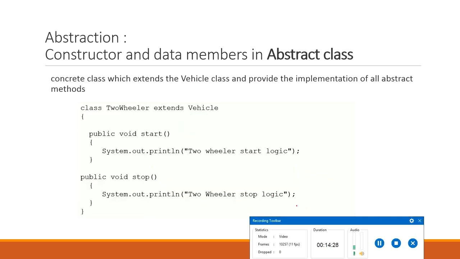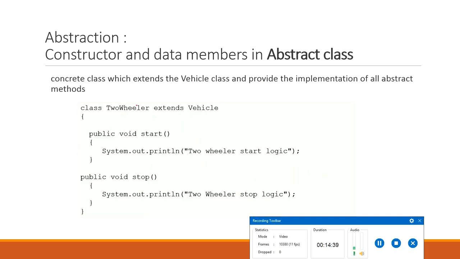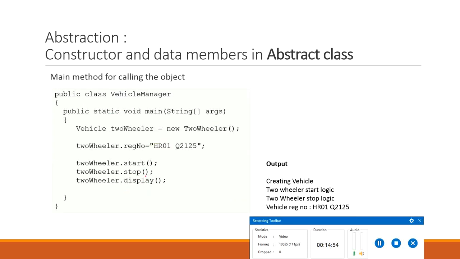Alright, so moving ahead. What we are doing over here now, we have an abstract class called Vehicle, and we have two abstract methods, start and stop. Now we have a class TwoWheeler which extends the Vehicle class. So we have provided the implementation of the abstract methods, which are start and stop, over here in the child class. Now we have created the main method over here, and abstraction is done over here. We have created the object of the subclass.